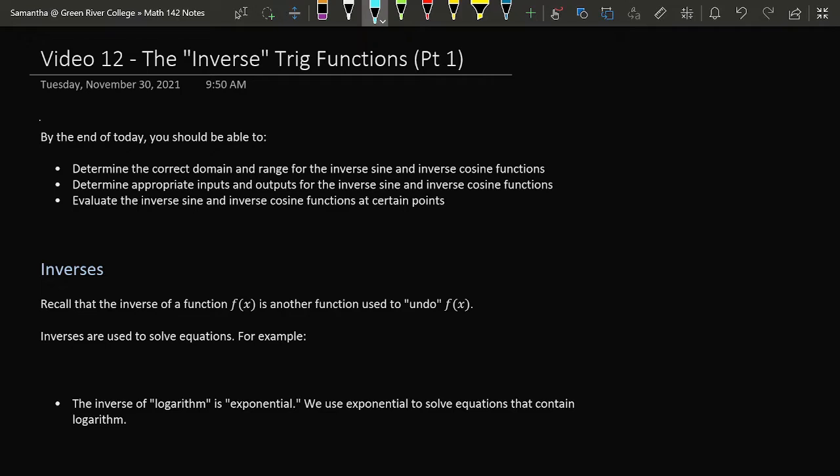Tomorrow we're going to talk about inverse tangent, and then the day after that we're going to talk about how to use these inverses to solve equations containing sine and cosine and tangent.